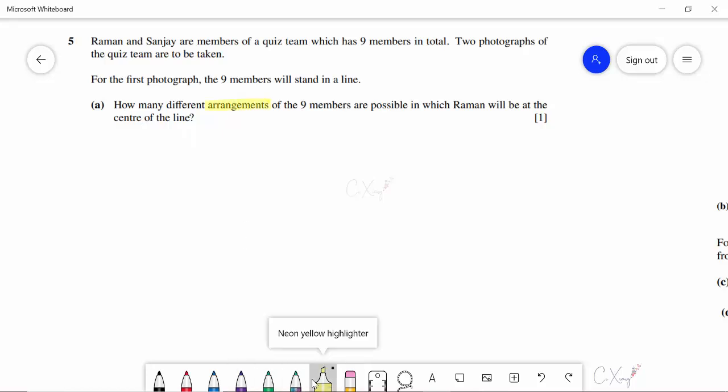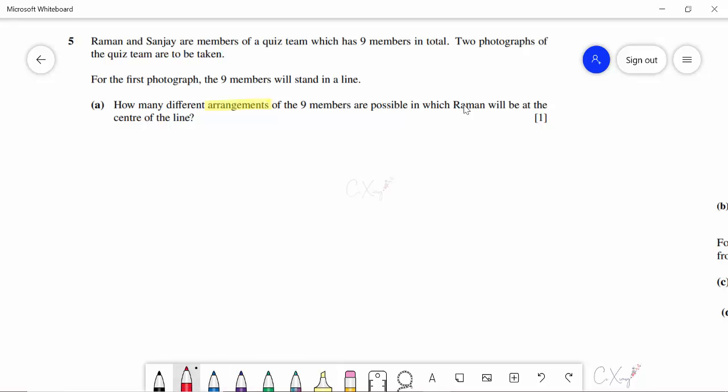Maybe you can highlight the word arrangement. This word arrangement tells you that it involves permutation, meaning the order is important. Usually for permutation, you will need to use nPr or something related to factorial to get an answer. Then what is the condition or restriction here? They said Raman will be at the center of the line.